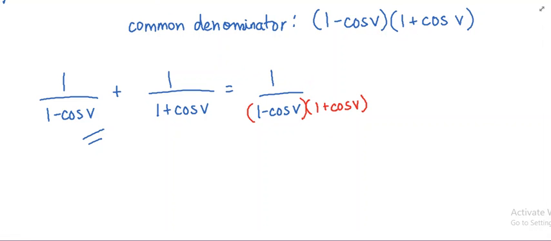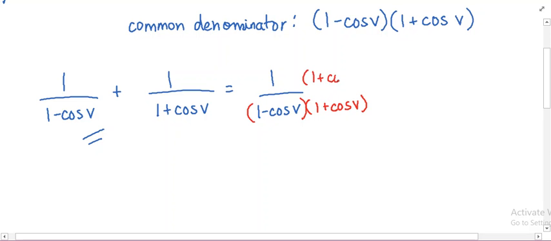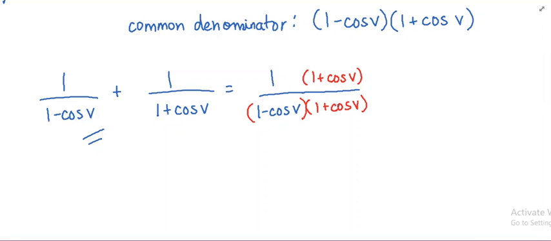In order to make sure that the expression is not changed, since I multiplied the denominator by 1 plus the cosine of v, I'm going to have to do it to the top as well. Essentially, we're really multiplying by 1, by 1 plus the cosine of v over 1 plus the cosine of v. Those two quantities are identical, so they cancel each other out. You're left with a 1. We're really multiplying this 1 over 1 minus cosine of v by 1. So nothing is being changed. That's the first fraction.